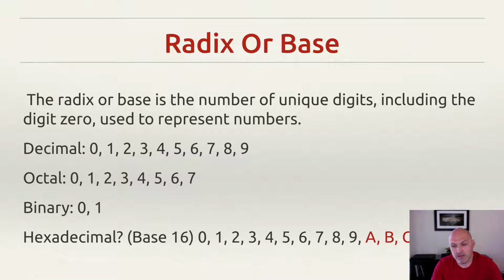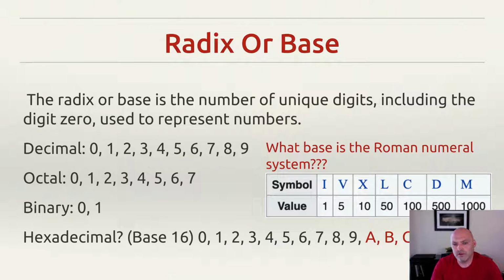We use A, B, C, D, E, and F to represent 10, 11, 12, 13, 14, and 15. So if you're representing the number 13, you represent that with just the letter D, or I should say the digit D. So now that we've talked about different radixes or bases, meaning decimal, octal, hexadecimal, and binary, what do you think the base was for the Roman numeral system? Let me know in the comments down below.